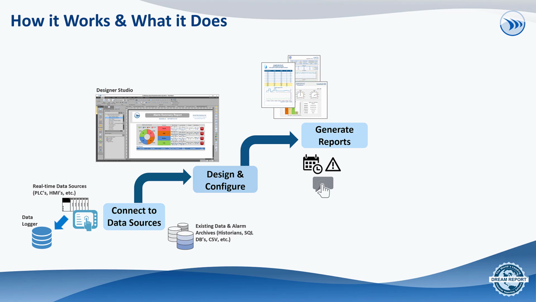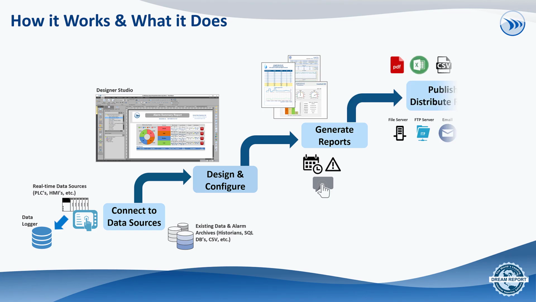We have several ways to generate reports on demand. Typically, it's done through the included Dream Report web portal, which we'll go over in more detail shortly. Finally, you specify the output format and the distribution of your reports. The default format is a PDF, and this is nice because it's a graphically rich format. It's very easy to secure, but you can also send the data into an Excel spreadsheet, a CSV file, or an XML file.